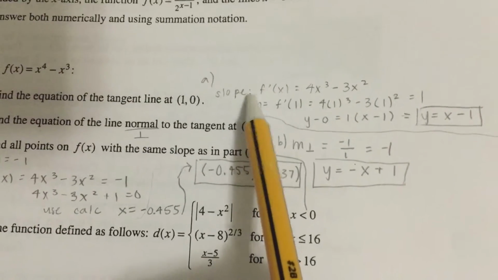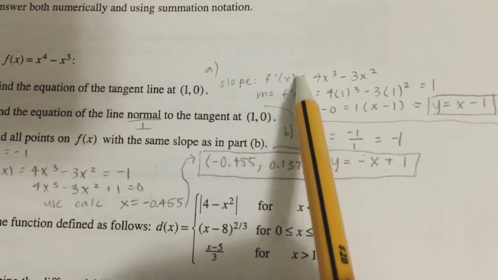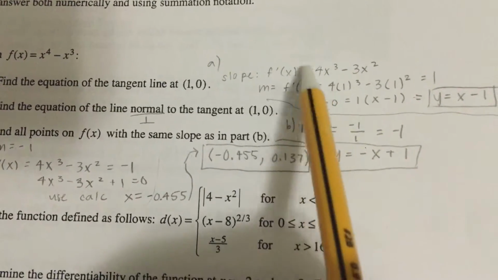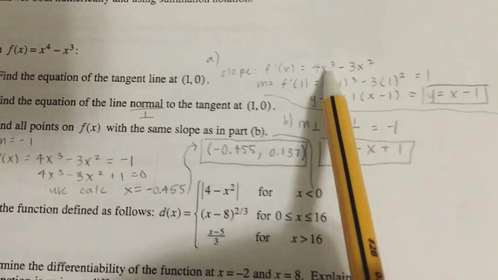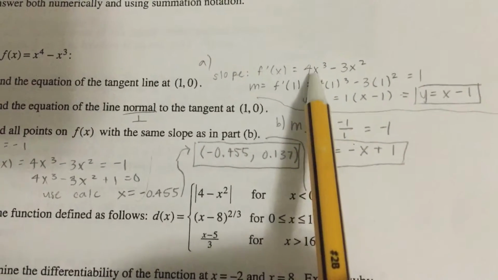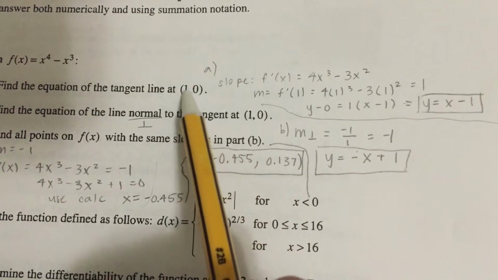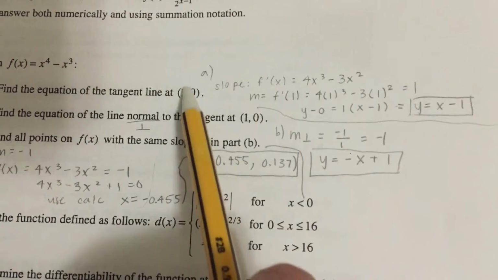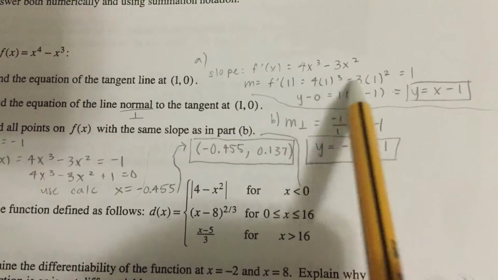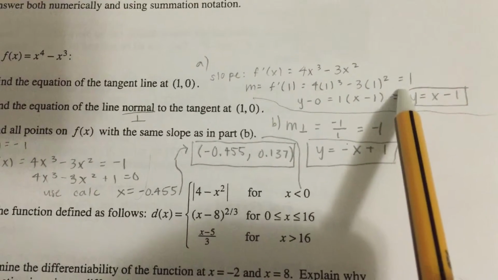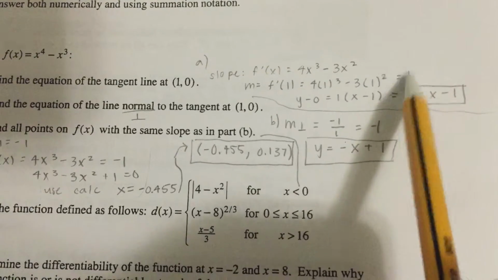So basically, to find the slope, you have to find f prime of x. So it's just the derivative of x to the fourth minus x cubed. So f prime of x equals 4x cubed minus 3x squared. And you just plug in 1, since we have an x value. If you plug in 1, that equals 1. So the slope is 1.